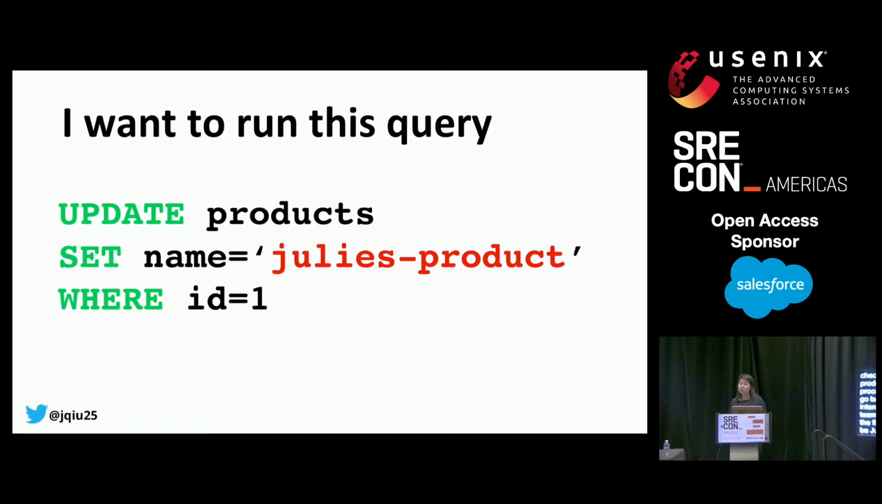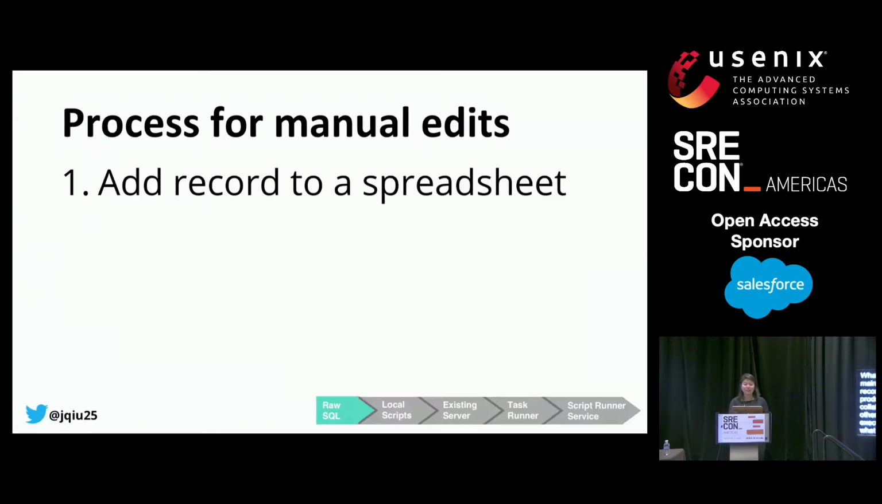So what we started doing is we started maintaining a Google spreadsheet to record manual SQL queries that were actually being run against production. This Google spreadsheet let us collaborate and review each other's queries before they were executed, and it also gave us a checklist for what needed to be done before running anything against production. So here's what that looked like.